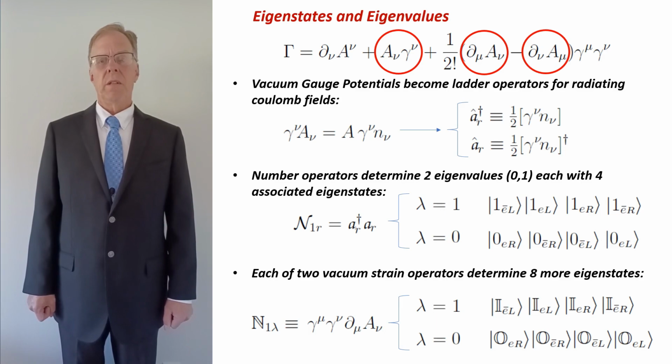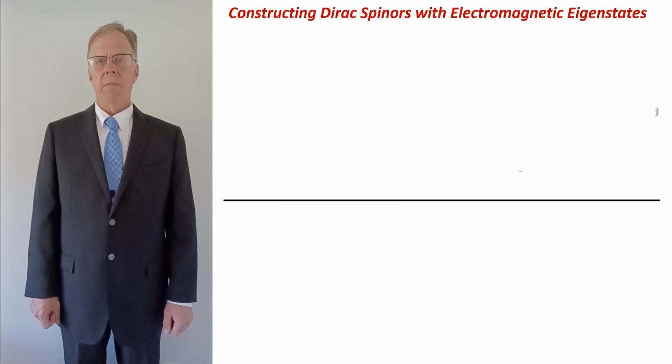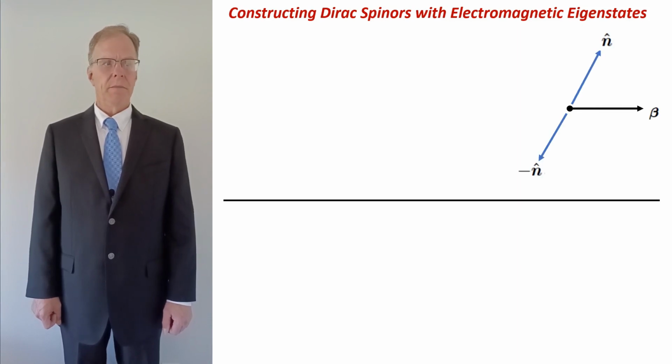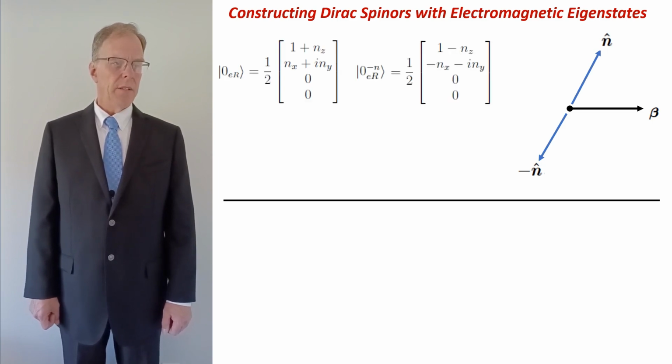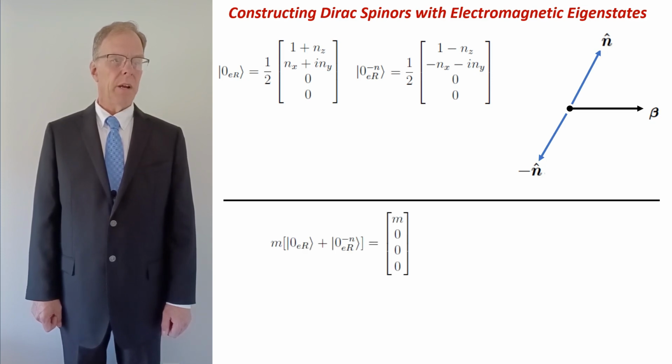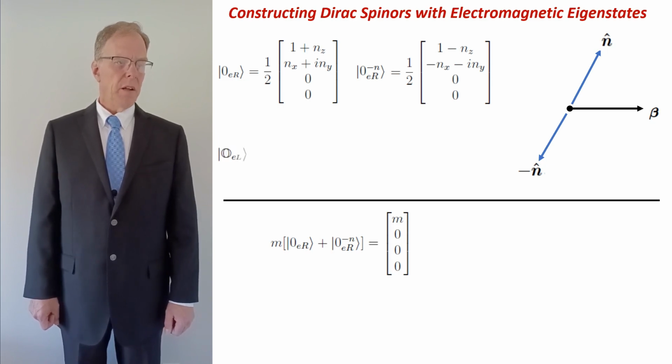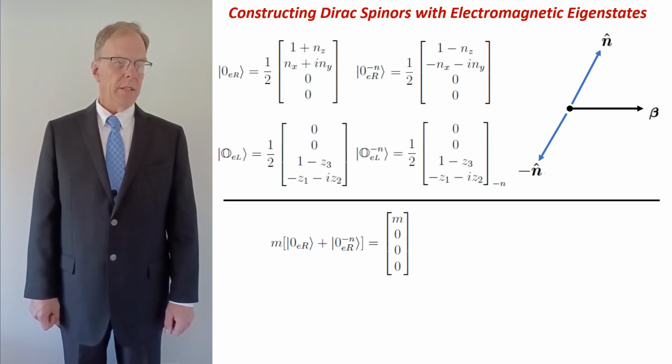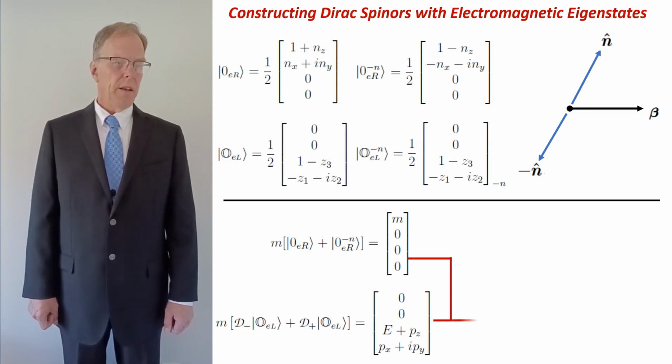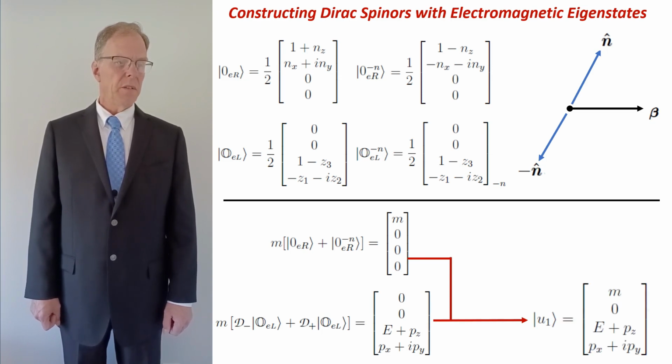Now let's use a few of them to construct a Dirac spinor. On the right, we show the electron decay mode into directions n and minus n. For this, we can associate 2 potentials vacuum states. Adding these 2 together with the particle mass gives us what appears to be the left-handed component of a Dirac spinor. In a similar way, we can write down a vacuum state of the fields along with its mirror image. Adding these together with the particle mass gives us the right-handed component of the same spinor. Now add these together to construct the full solution to the momentum space Dirac equation.